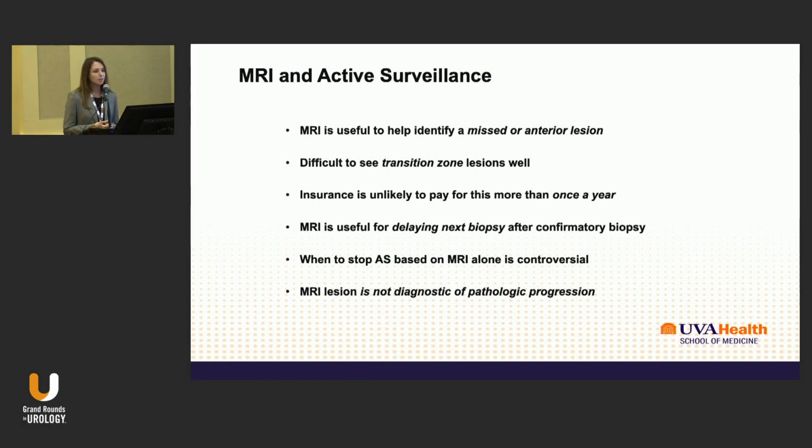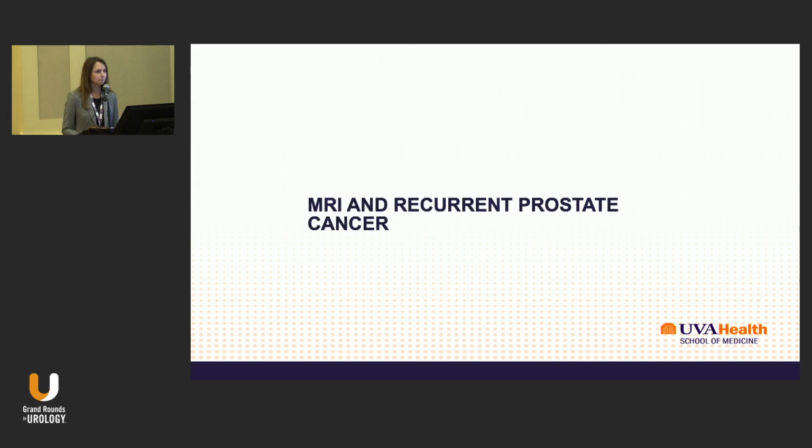I think when to stop active surveillance entirely based on MRI is controversial, meaning an MRI lesion is not diagnostic of pathologic progression. It's associated with, but it's not diagnostic of progression to grade group 2 or beyond.